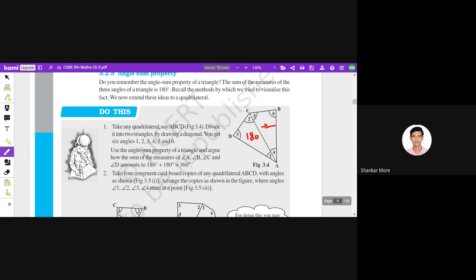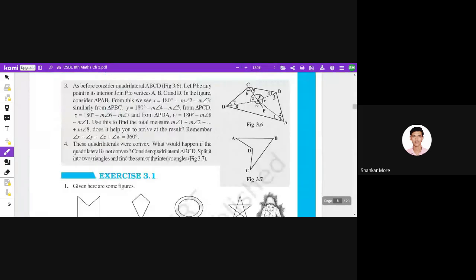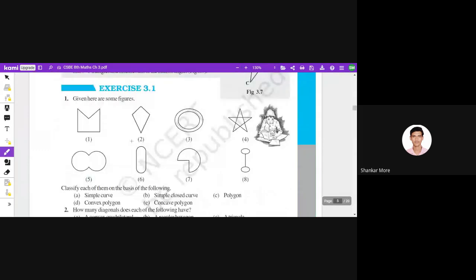Yeah, and Shlok has also written the formula, how to find the sum of angles of polygons, right? And that we are going to learn ahead in this chapter as well. Here's a simple exercise that we want to perform.